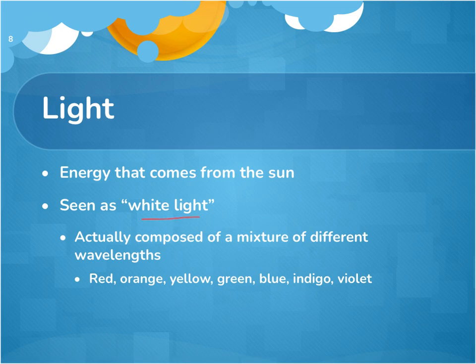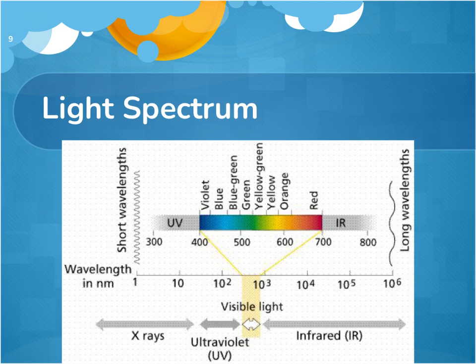We see it as white light, which is actually a mixture of all of the different colors, and white light contains wavelengths of light that include red, orange, yellow, green, blue, indigo, and violet. So those are the colors of the rainbow. Light travels in waves, so we can determine the color of the light by its wavelength. And so the visible light spectrum, so light that you can see with your eyes, is between 400 nanometers and 700 nanometers. So those are the wavelengths of visible light.